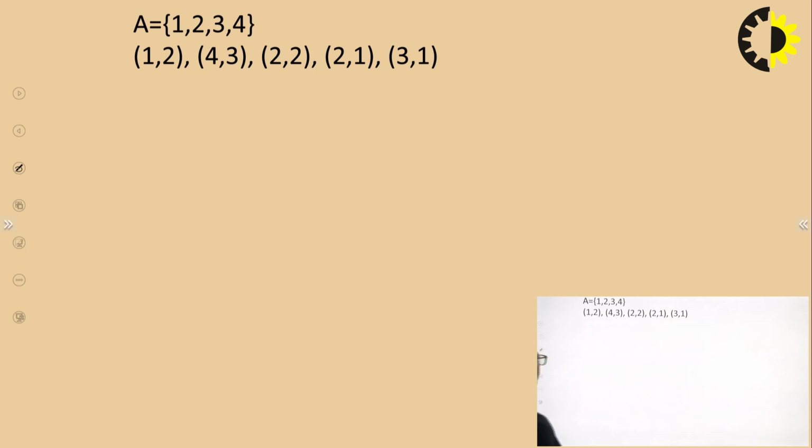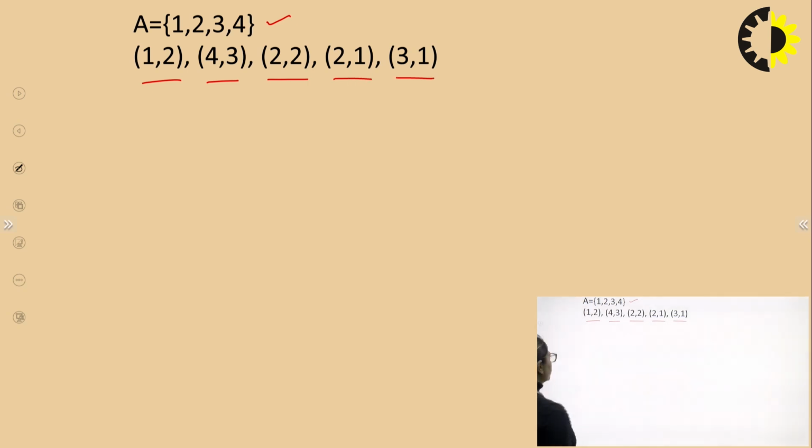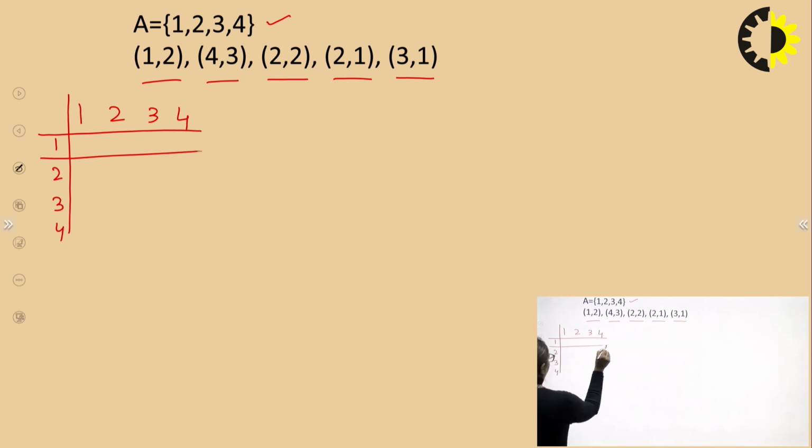Now let's take one more example. There is a set A with elements 1, 2, 3, 4. These are the relations given: (1,2), (4,3), (2,2), (2,1) and (3,1). So let's make the matrix with rows and columns 1, 2, 3, 4, right? This way we can make a matrix.